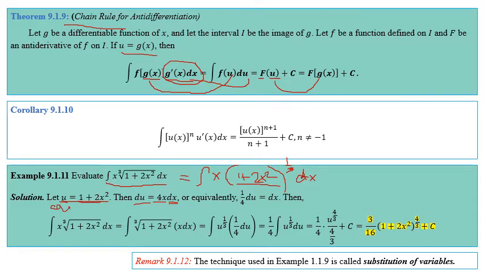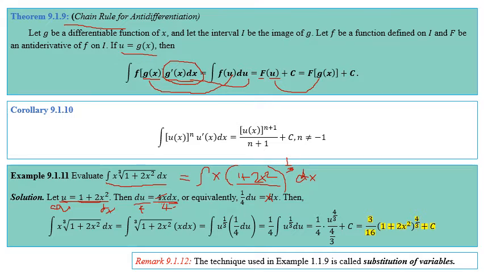Derive the function, and the derivative of u is always du over dx, or equivalently 1/4 du over dx. When we derive, this is x dx. There is a variable x here. Divide both sides by 4, and what happens is du over 4, or 1/4 du, equals x dx.